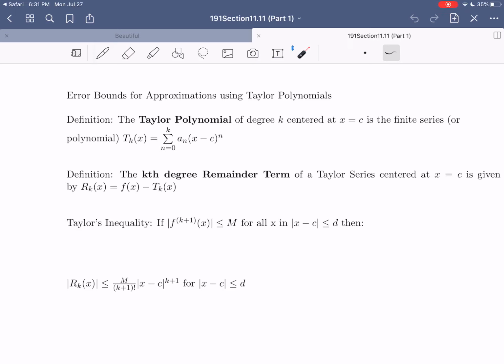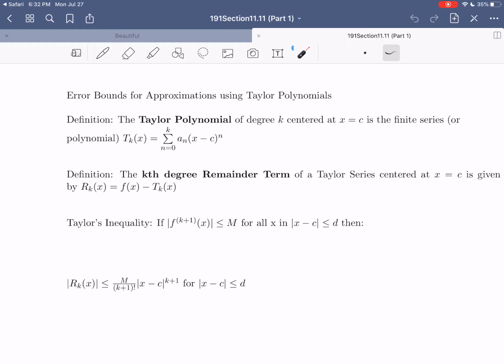In today's video, we're going to be finishing up chapter 11 by taking a quick look at section 11.11 from your textbook. In this video, what we're going to be taking a look at is trying to understand the errors when we use a Taylor polynomial to approximate a function.